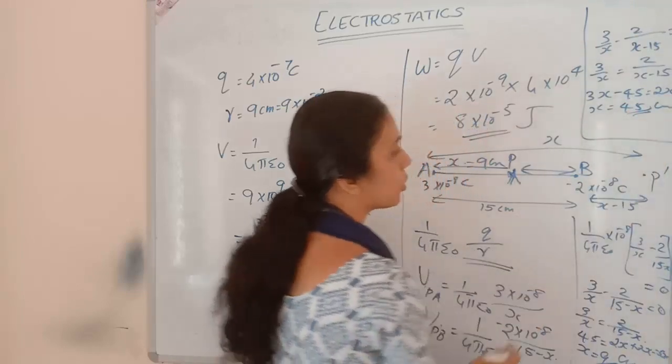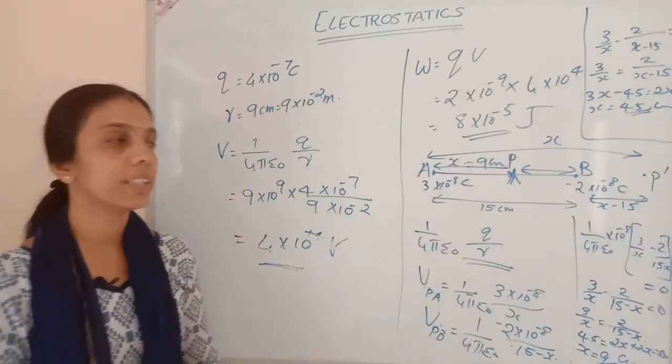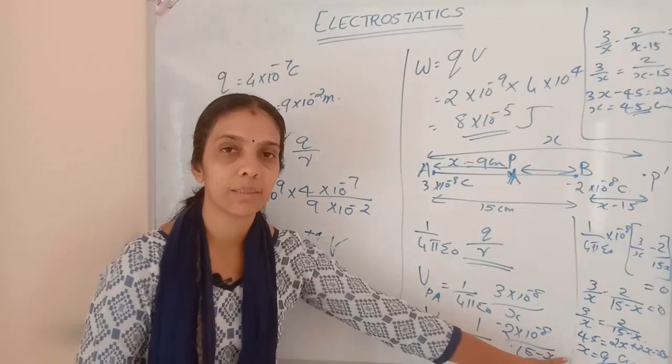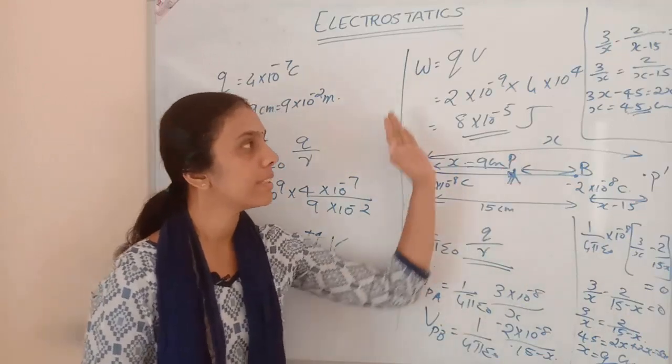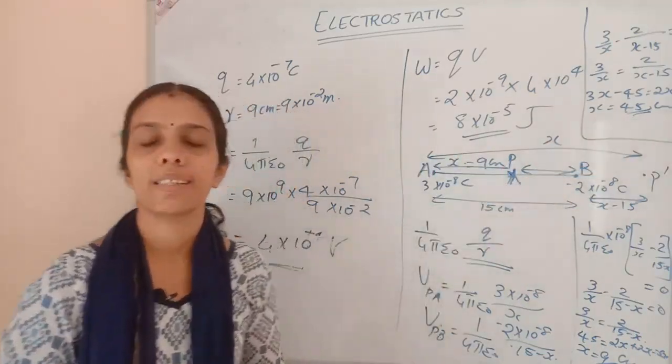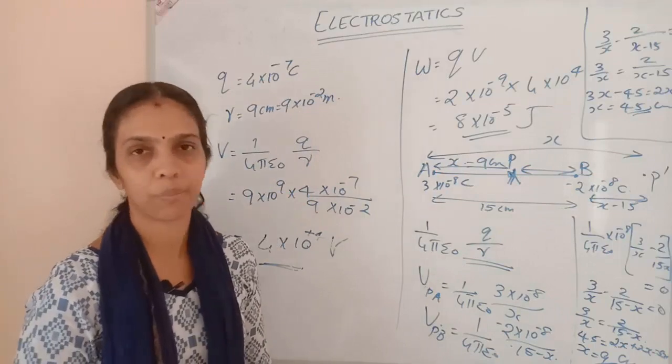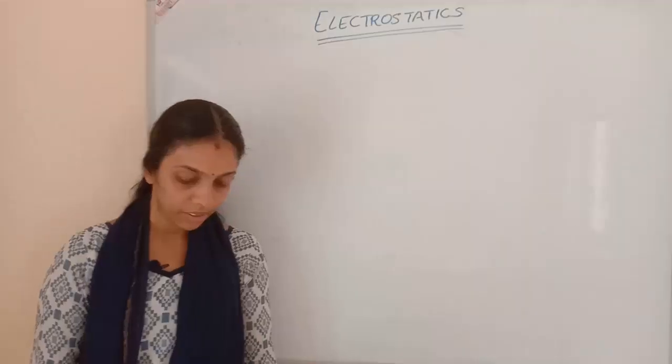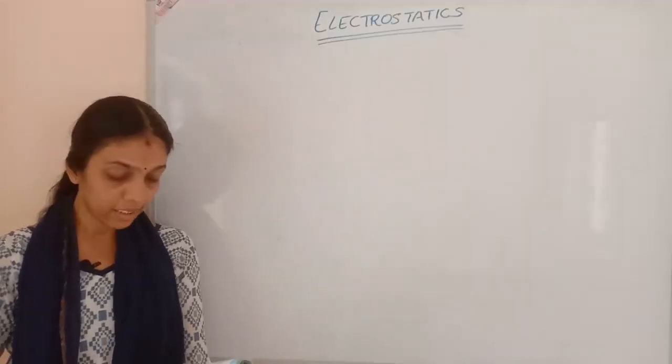So that is another point. So these 2 points: if it is inside, it is at 9 centimeter from A, or if it is outside, it will be at a distance of 45 centimeter from A. Okay, clear?